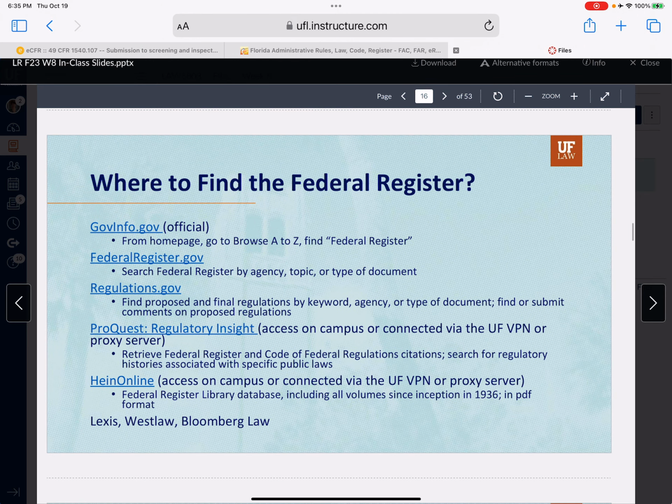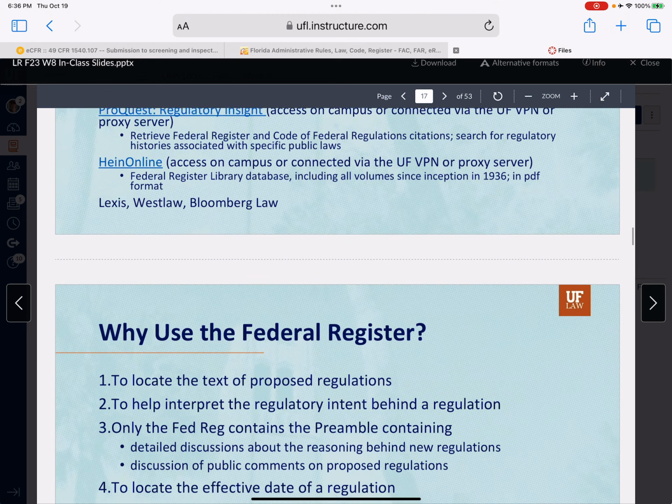Here's where you can find the Federal Register. Obviously, GovInfo, federalregister.gov, regulations.gov. The government websites usually only go back to the mid-90s. ProQuest, a very expensive database, but it is available at most colleges, has it. Hein Online has all of it, going back to its inception in 1936. And of course, Lexis, Westlaw, and Bloomberg.